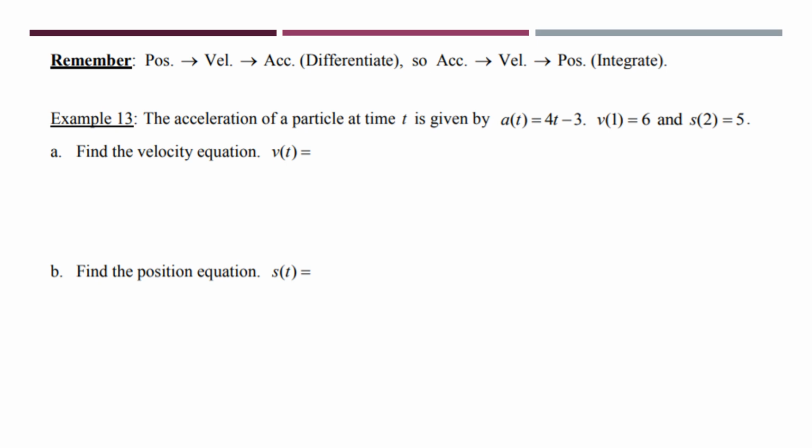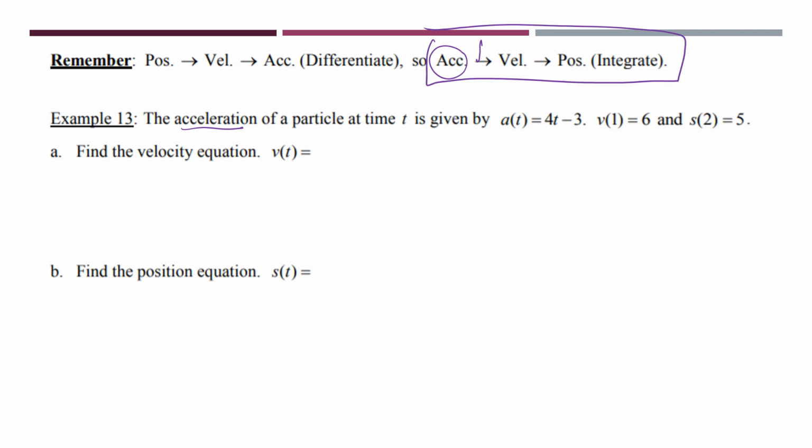Okay, so this is our second application example. This time we're given our acceleration and we're asked to find our velocity. So we're going backwards from what we did last unit. If we have acceleration, to get velocity through integration, we're going to start by finding the integration here.